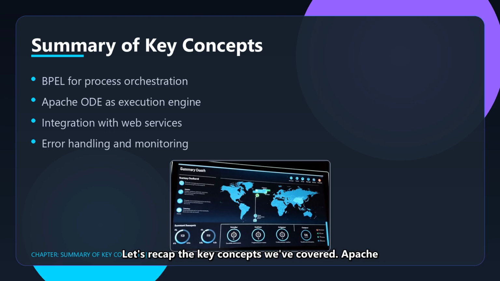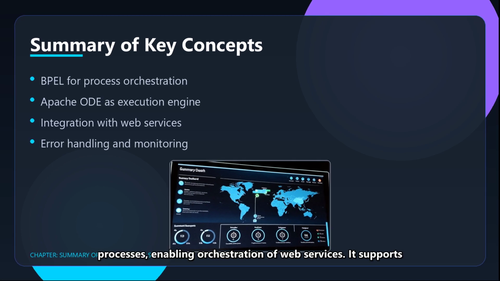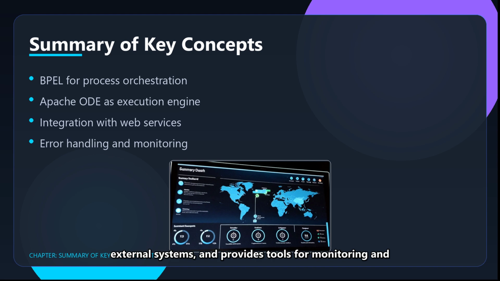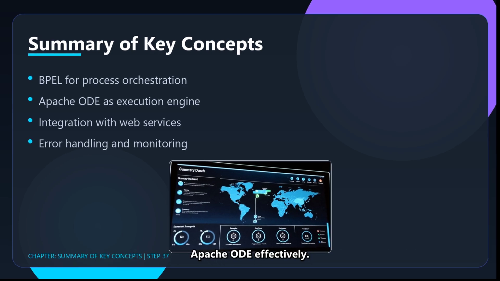Let's recap the key concepts we've covered. Apache ODE is a powerful engine for executing BPEL processes, enabling orchestration of web services. It supports robust error handling, integrates seamlessly with databases and external systems, and provides tools for monitoring and management. Understanding these fundamentals is crucial for leveraging Apache ODE effectively.